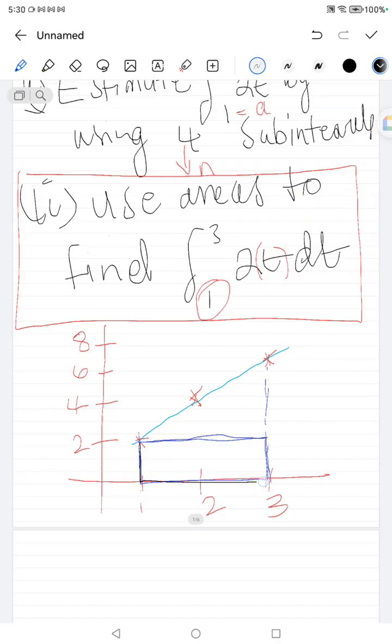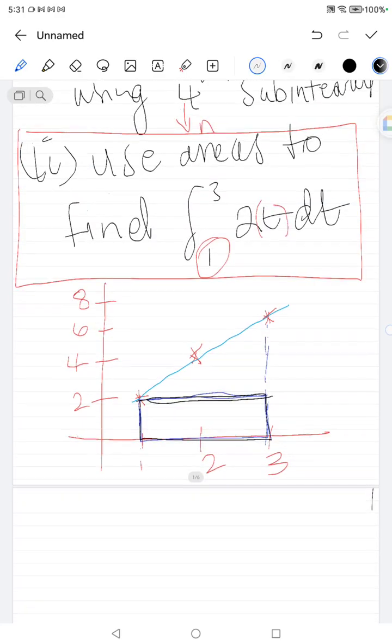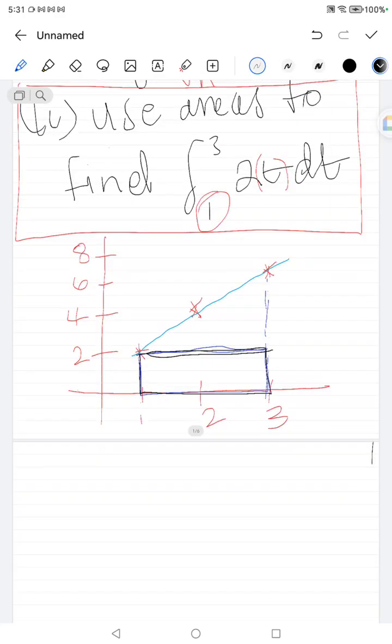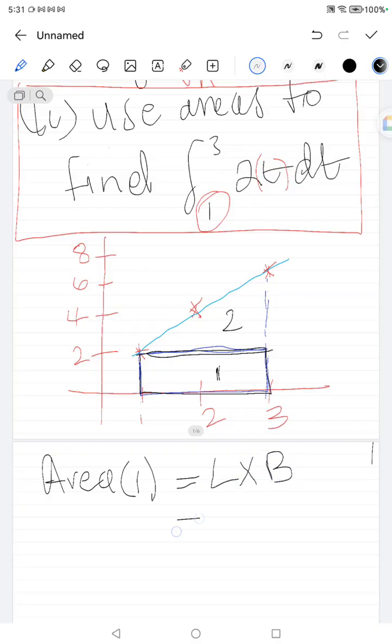Okay, we have this and the other one at the top. I think now it's easy to do. So now let's check. Remember the area for this one, we can just call this one 1 and this one 2. So we can say the area for 1 is your length times your breadth.